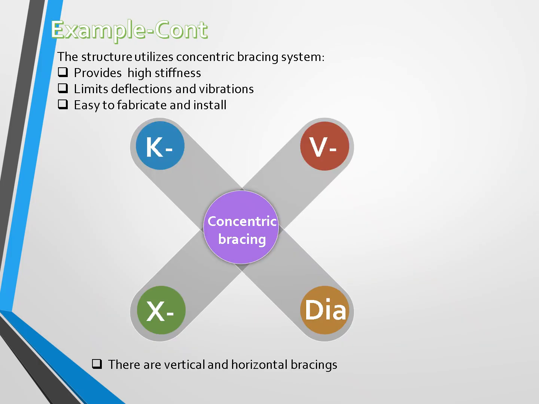The structure utilizes concentric bracing, because we mostly need high stiffness to limit the lateral displacement. It provides high stiffness, limits deflections and vibration, and is easy to fabricate and install. Concentric bracing includes K bracing, X bracing, diagonal, and V bracing.